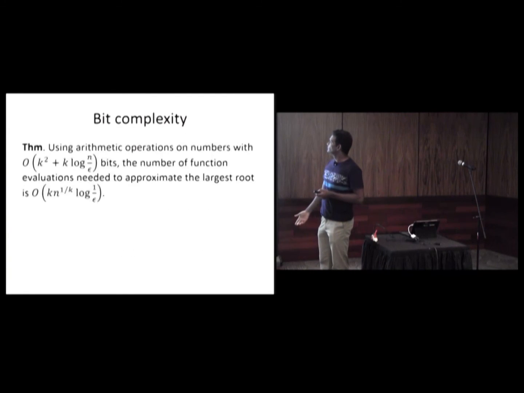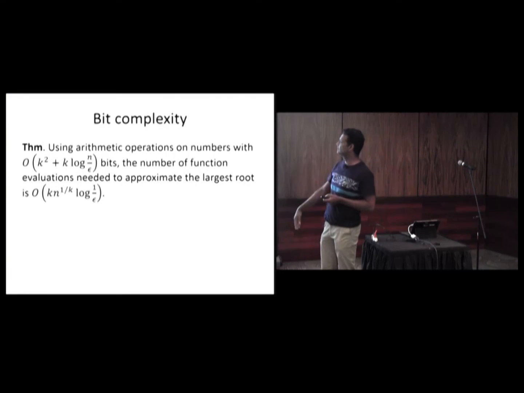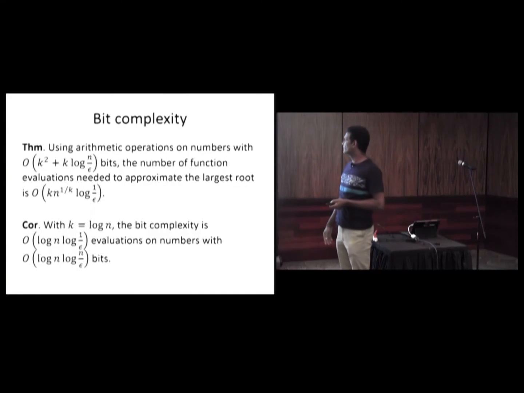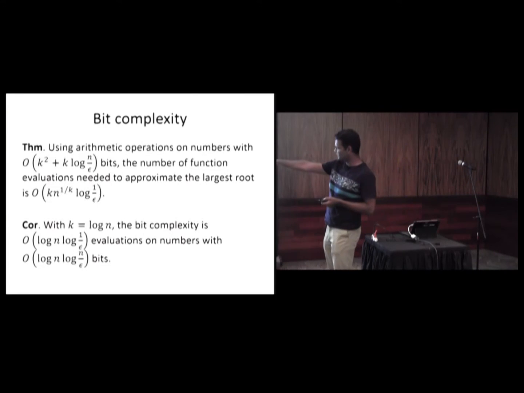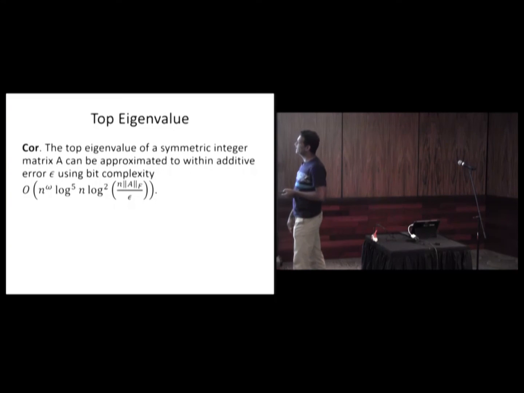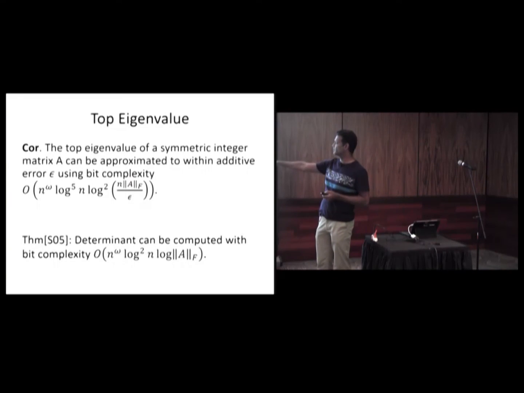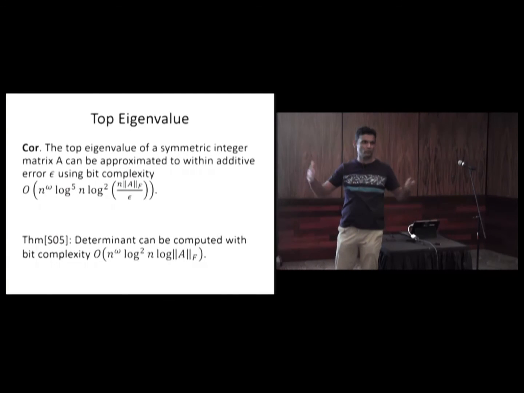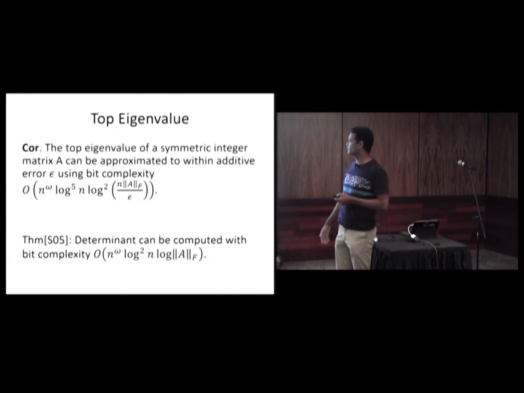That's it. So the bit complexity comes down to k squared plus k log n over epsilon bits. That's the size of the bits on which you need to evaluate the function. And the total complexity is this. Choosing k equal to log n, the overall complexity is log n times log 1 over epsilon evaluations on numbers of similar size, slightly larger, log n over epsilon. For the top eigenvalue, this gives an algorithm of complexity n to the omega times logs. That's because of Storjohann's theorem that determinant can be computed with bit complexity O tilde n to the omega. And Frobenius norm of f tells us an upper bound on the largest eigenvalue.